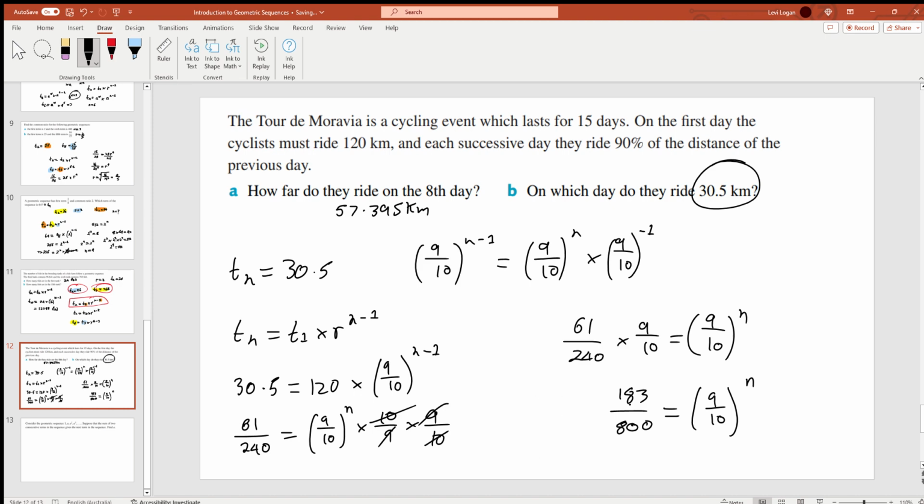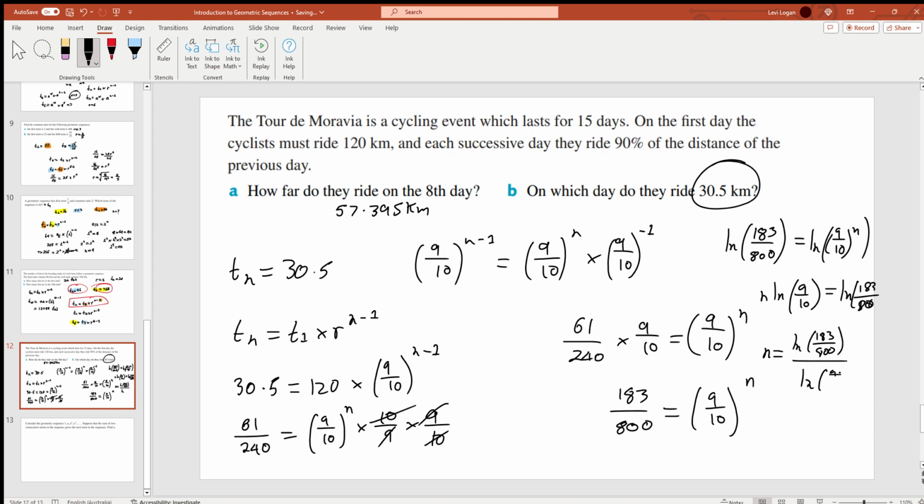Okay, so sorry, I didn't write this down. Natural log of 183 over 800 gives me natural log of 9 on 10 to the power of n. I can move that n down the front, so I'll have n natural log of 9 on 10 equals natural log of 183 on 800. So that means n is going to be natural log of 183 on 800 divided by natural log of 9 on 10. So n is approximately 14 days. Okay, I thought you'd be able to do it without logs, but you have to with this last question.